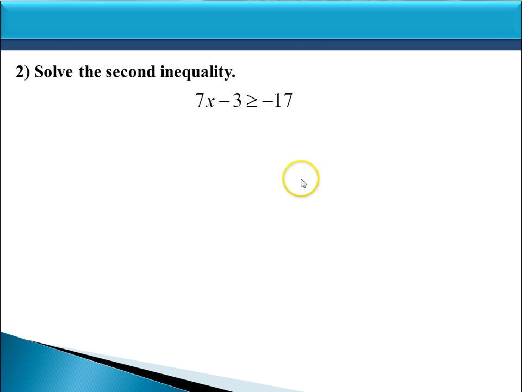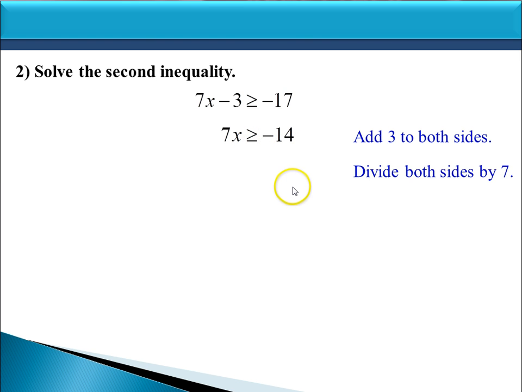Now let's look at the second inequality. To isolate the x here, we're going to need to add 3 to both sides, which will give us 7x is greater than or equal to negative 14. Then divide both sides by 7, and we obtain x is greater than or equal to negative 2.